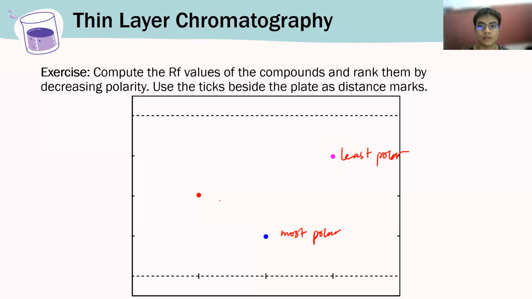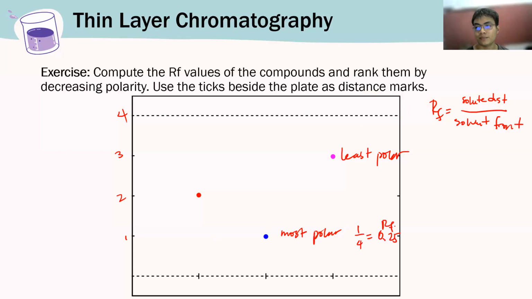No, sige, compute tayo. If you want to get their RF value, so again, remember, RF is the solute distance over the solvent front, no? Or the distance traveled by the solvent. So we can put numbers here sa ticks. So say the solvent traveled 4 centimeter. This one traveled 1 centimeter. So 1/4 is 0.25. Then yung RF niya.